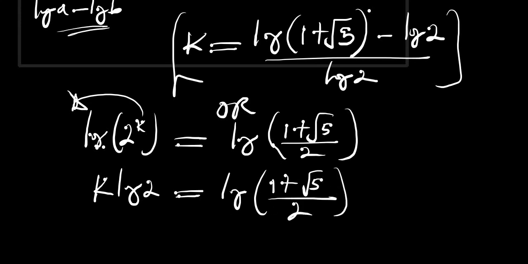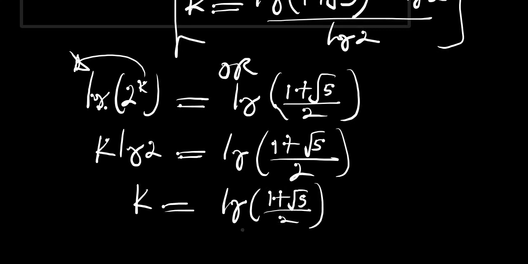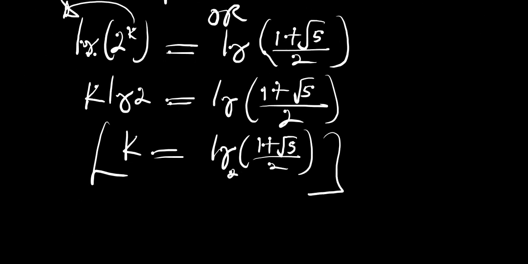So what I will simply do is I can rewrite this as k is simply equal to log of (1 plus root of 5) divided by 2, and this to the base of 2. So this can be another answer. If you don't want to make use of your calculator like this, you can leave it in this form.